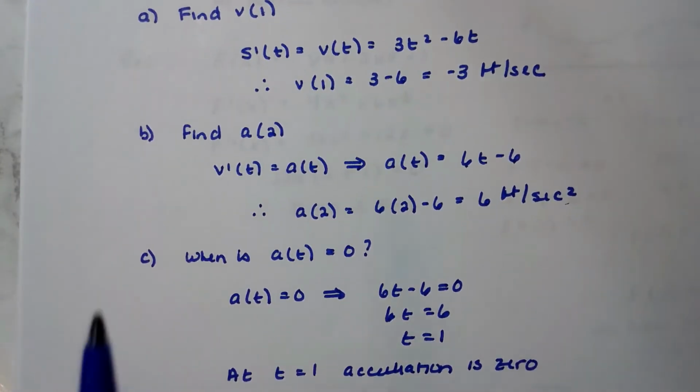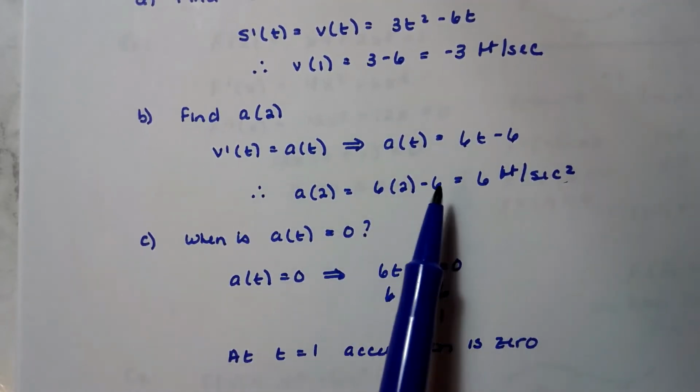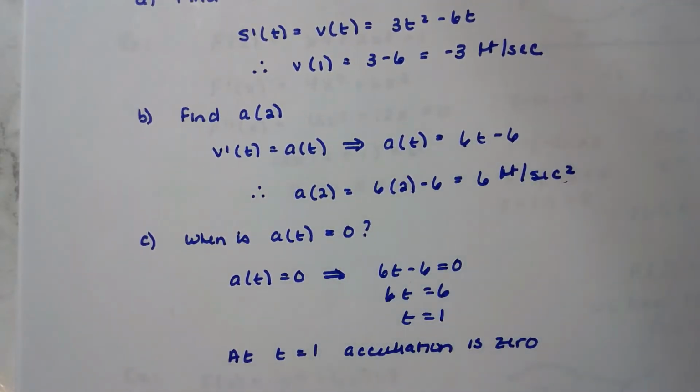And then the last question is, when is the acceleration equal to 0? Well, all that means is that you take your acceleration function and set it equal to 0 and solve. So I did that, and I know that when time equals 1, acceleration is 0. In other words, if I take this 1 and plug it back in here, 6 minus 6 is 0. Okay? So it's really easy to tell.